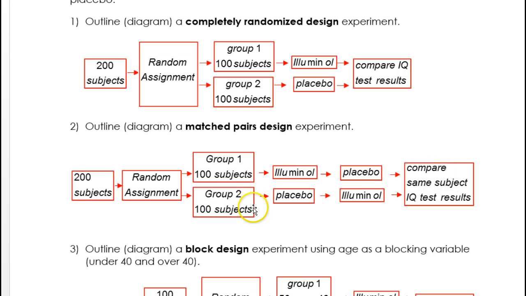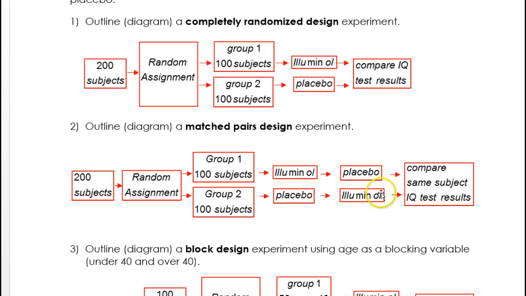So why have two groups at all? Well, notice that in group 2, the order is reversed. Take the placebo first and then the Illuminol. That's important because, for example, in the case where first Jerry takes the placebo, and then a week later he takes another IQ test under the influence of Illuminol, and you find out that Jerry did better. His IQ was much higher with the Illuminol.